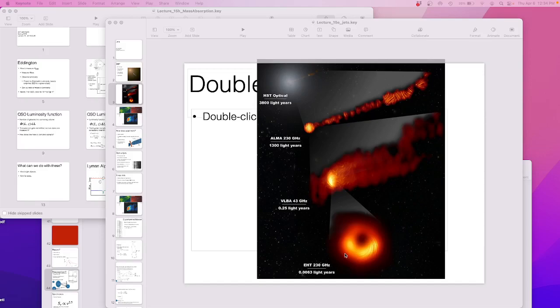But this is really great. This is again from the Event Horizon Telescope, and this is M87 with the Event Horizon Telescope. And the stripes are the polarization, and the polarization lets you measure the magnetic field.